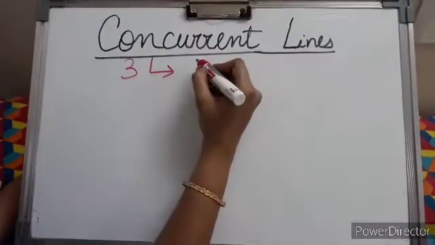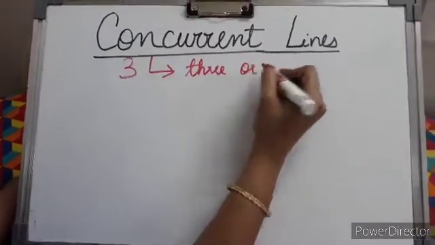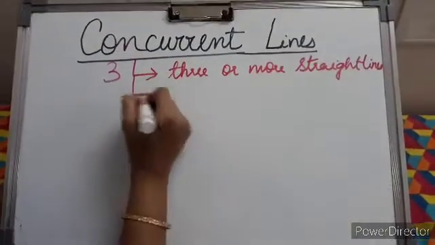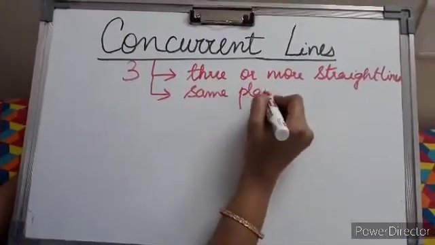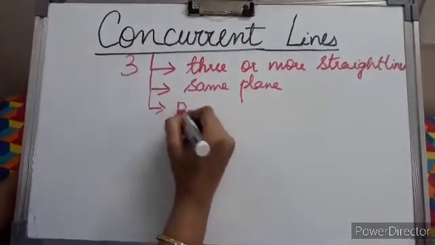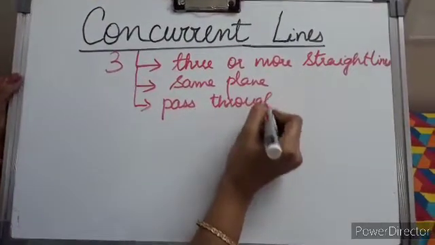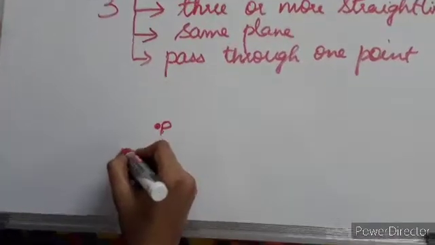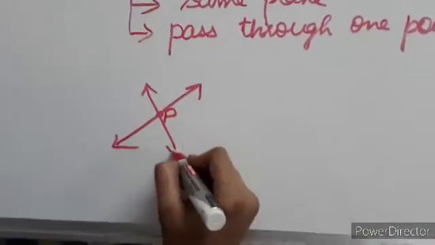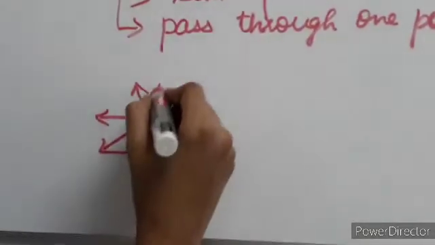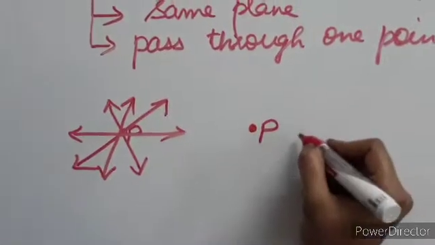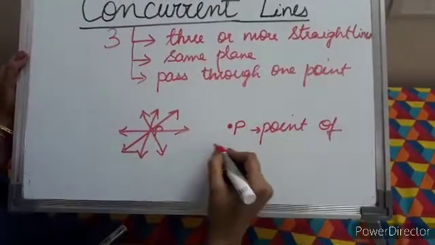First, it should satisfy the 3 conditions, that is 3 or more straight lines. There it was points, here it is lines. 3 or more straight lines should be in the same plane and it should pass through one point. Very easy. Suppose this is a point P. If there are straight lines passing through a point, this is what? Intersecting lines. Suppose one more line. So this is 3 or more straight lines in the same plane passing through a point P. These are what? Concurrent lines. All these lines together form concurrent lines, and point P is called the point of concurrency.